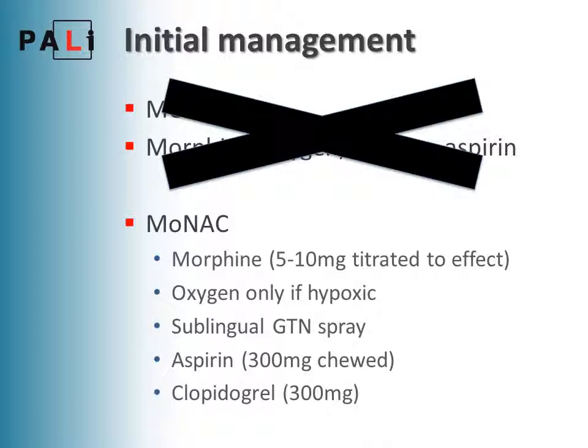Oxygen is now only given if the patient is hypoxic. Oxygen is a vasoconstrictor and may constrict the coronary arteries, and that's why we don't just put 15 litres onto everyone who comes in with chest pain.